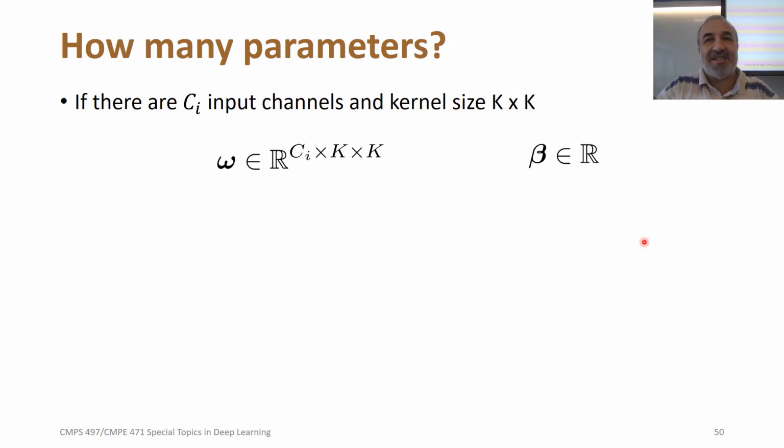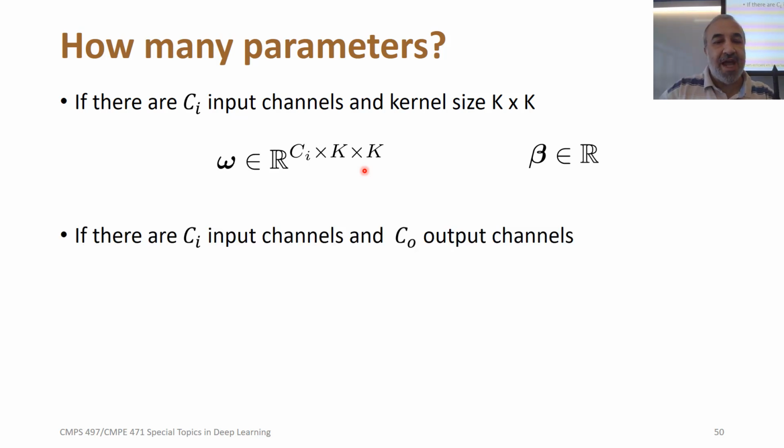How many parameters? I think it's easy. If we have CI input channels and the kernel size k by k, now the size is k by k. Okay, it's not k. It's k by k. And now you understand why. Okay, so the size is k by k. Then the weights will be k by k times CI, right? Because we have the depth. Okay, and the number of biases for one kernel is 1. This is for one kernel, by the way. One bias, weighted sum plus bias.